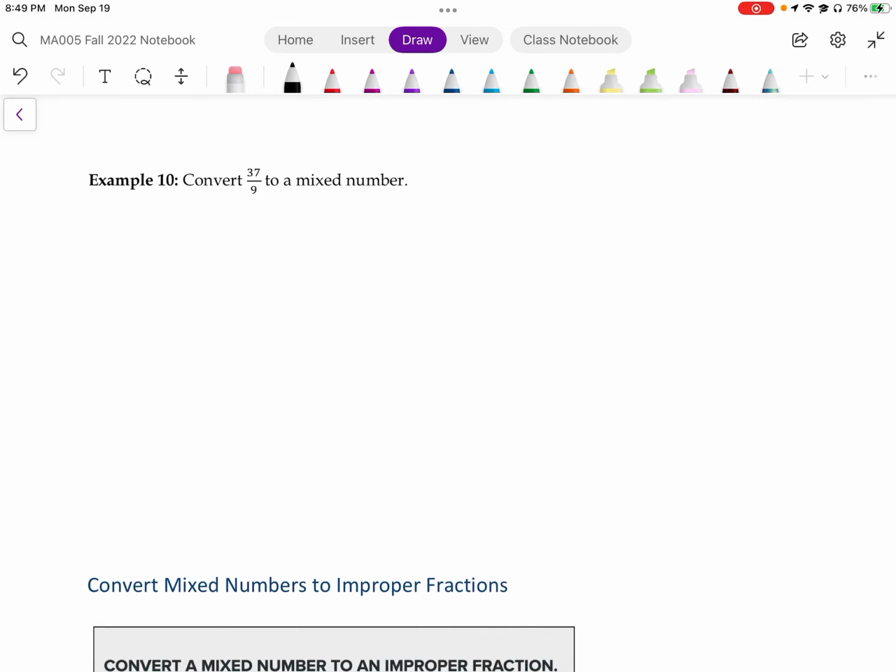All right, so I'll do it the long way. We're going to say 37 divided by 9. How many times does 9 go into 37? It goes in 4 times, and you get 36, remainder 1. So 4 is our big number, right? We have 1 left over that goes on top, out of 9 that goes on the bottom.